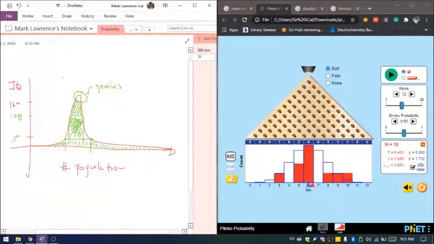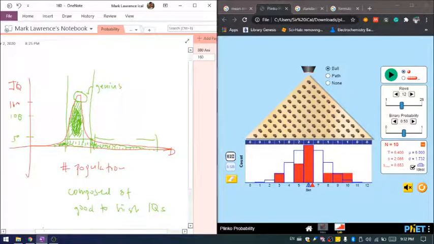So, what we're trying to say here is, marami tayong population na nandito sa area na to compared sa area na nandito. So, you can say that this population has a very good IQ. Kasi, konti lang yung tao na nandito sa area na to, diba? Pero mas concentrated yung tao na may matataas na IQ dito. Mas marami kasing density ito. It means that yung population na to is composed of good to high IQs. Okay? Good to high IQs. So, ibig sabihin, konti lang sa kanila ang may mababang IQ. Ibig sabihin ng data na ito. Okay?